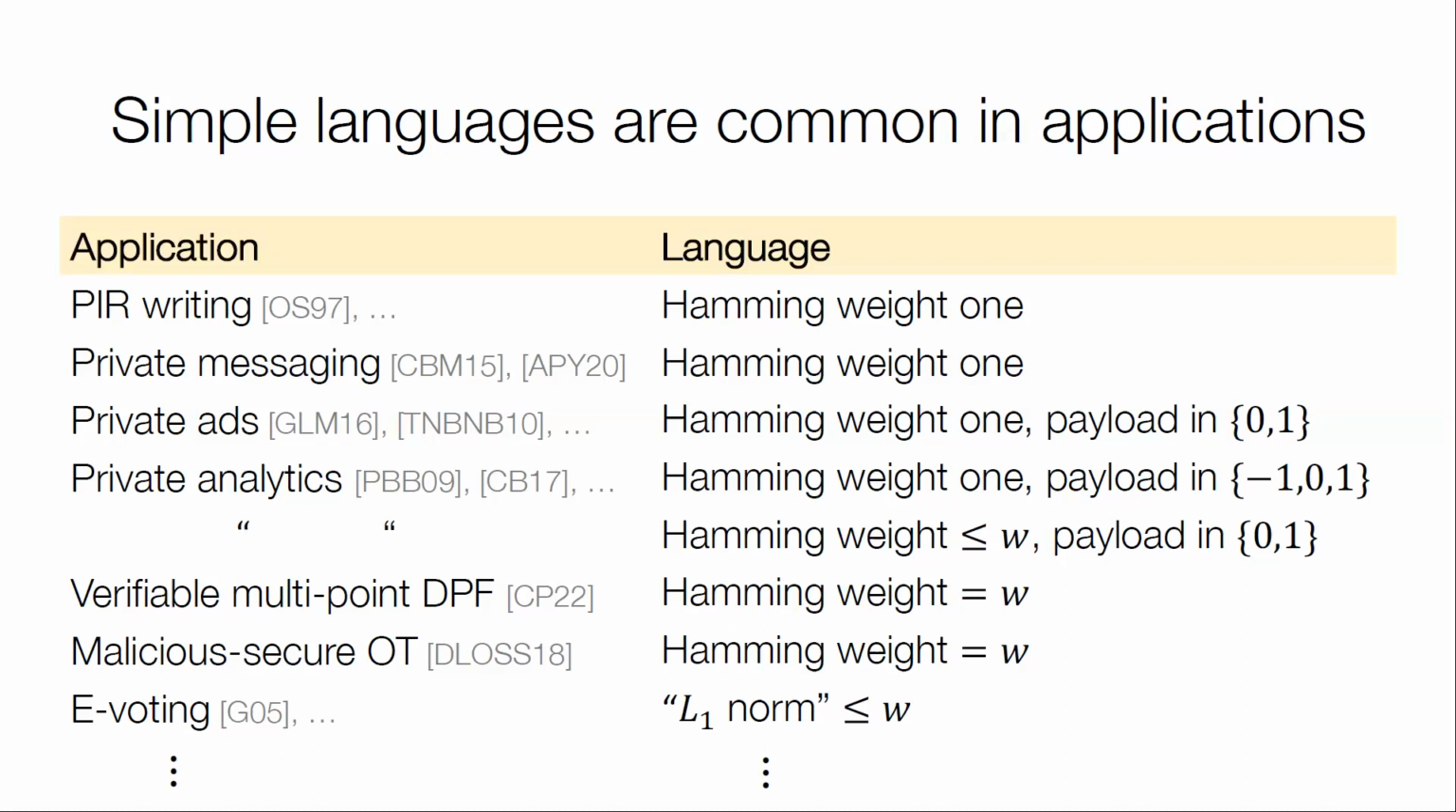So for PIR and private messaging, they're trying to test something like Hamming weight 1. For private advertising and private analytics, maybe Hamming weight 1 with the non-zero elements in a specified set. Bounded Hamming weight is also common, and something I'll call the L1 norm, which is essentially the sum of the elements of the vector, where they all have to be, say, between 0 and W. So you may have seen these in some protocols yourself.